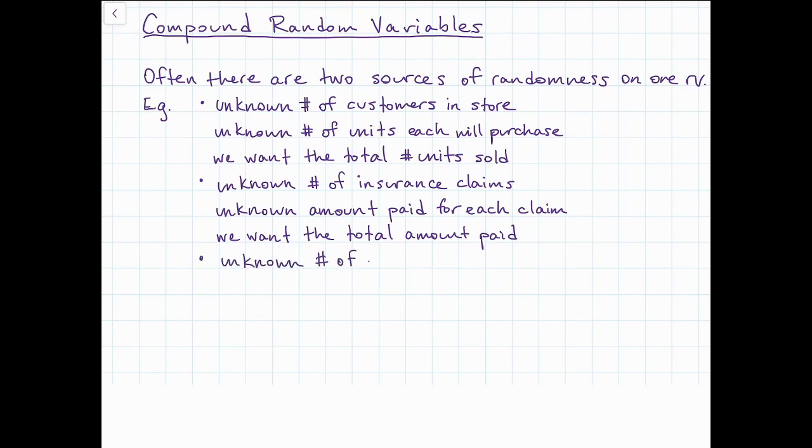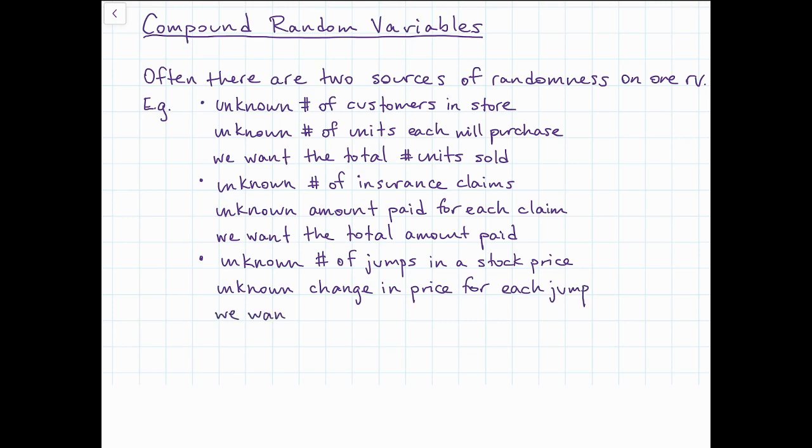Finally, we might have an unknown number of jumps in a stock price, and each jump will have an unknown amount of change, and that could be positive or negative. But we'd of course be interested in the total price of the stock, which includes all of those jumps.